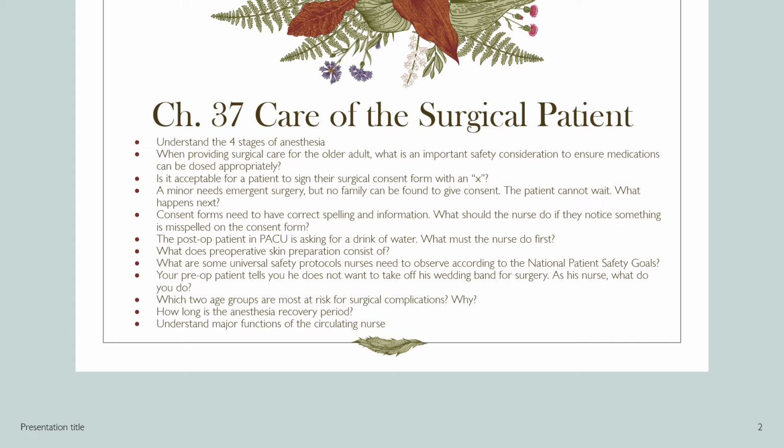Which 2 age groups are most at risk for surgical complications and why? So that is going to be, of course, our very young and very old population. And we can find that on page 750. The infant and the older adult are at higher risk for surgical complications because of either immature body systems or a decline in function of various body systems. Both of these age groups are at risk for dehydration or overhydration.